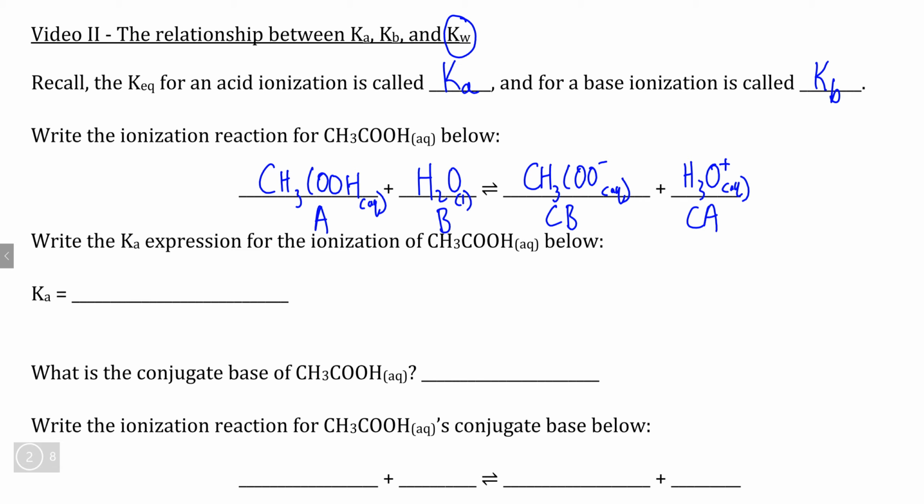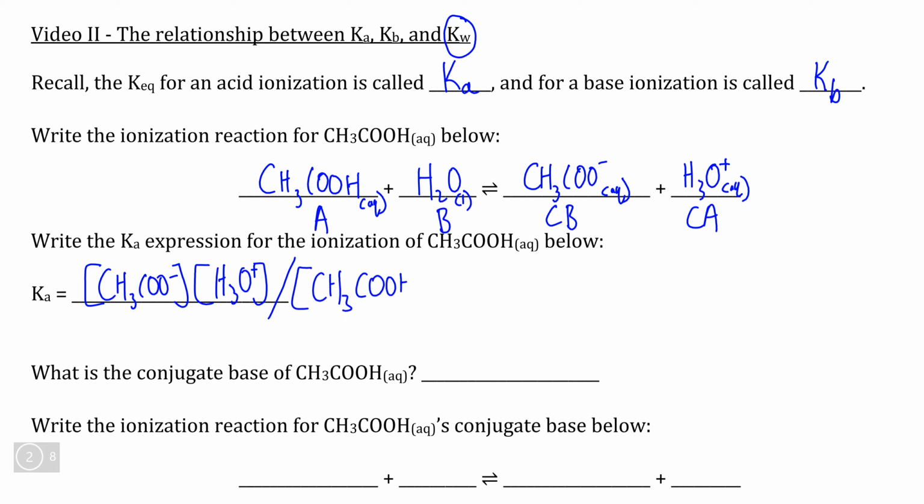Now, if we want to write the Ka expression, remember that this is constructed the same way as we do all Keq expressions. Water is not going to appear in the expression because it is acting as the lone solvent, and because the concentration of liquids is defined as being constant. So the numerator of our Ka expression is going to be the concentration of acetate times the concentration of hydronium divided by the concentration of acetic acid.